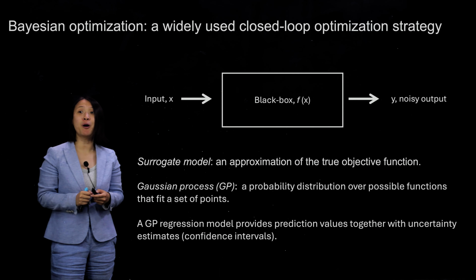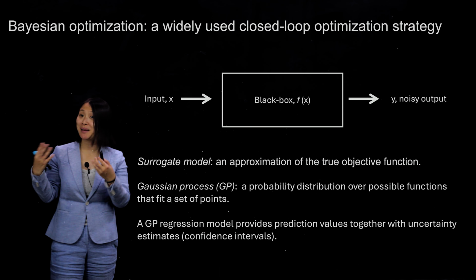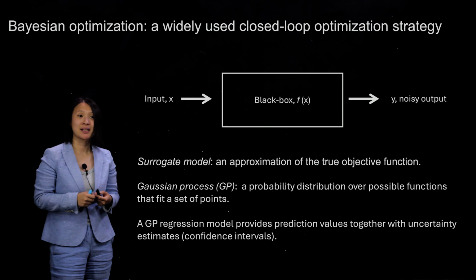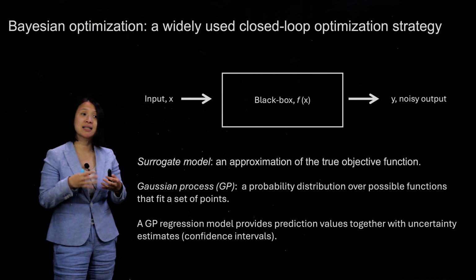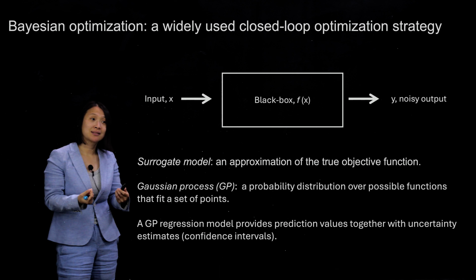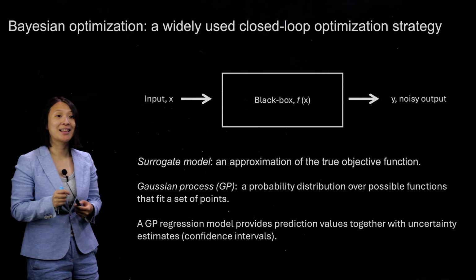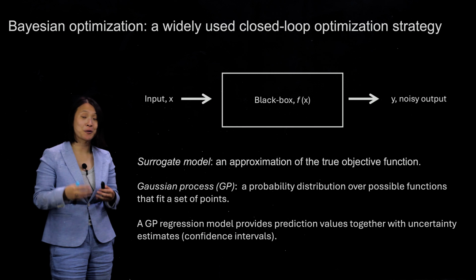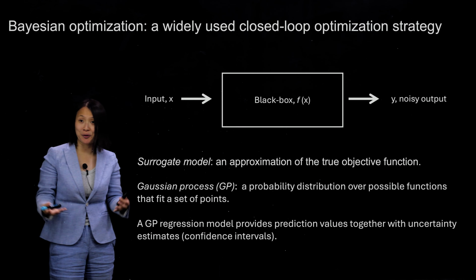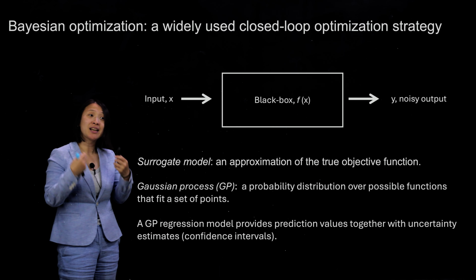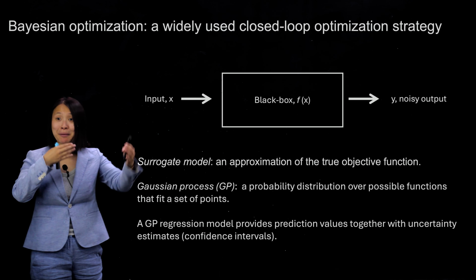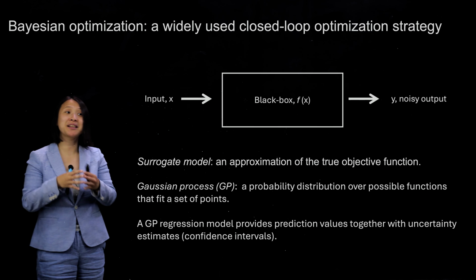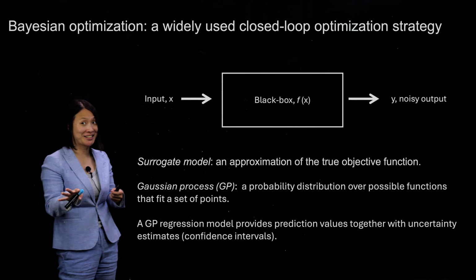One of the most popular surrogate models used in Bayesian optimization is a Gaussian process regression model. So a Gaussian process is a probability distribution over possible functions that fit a set of points. You may have heard of Gaussian distribution or normal distribution, which is a probability distribution over possible numbers or vectors. So here with the Gaussian process, we are talking about a probability distribution over possible functions.